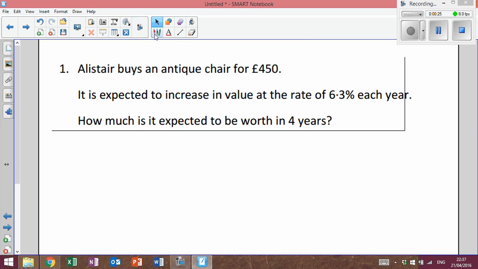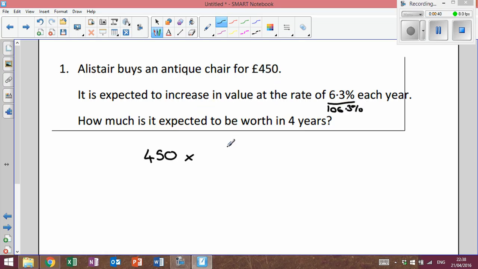So we're starting with 450, so our calculation will start with 450. I'm multiplying it. Well, for 6.3%, that'll make it 106.3% because it will be increasing in value as it says in the question, which is 1.063 as a decimal. Okay, remember there's a 0 there, there'll have to be a 0 here. That 0 is not going to go missing. Now it's 4 years, so we're going to raise that to the power of 4.